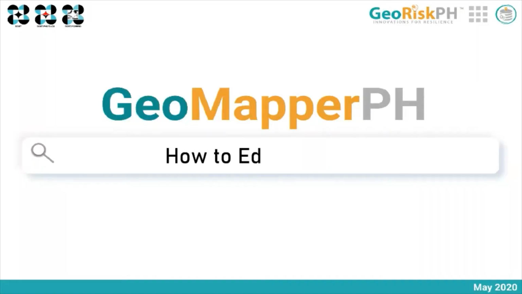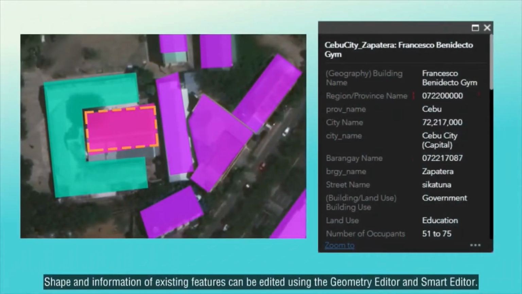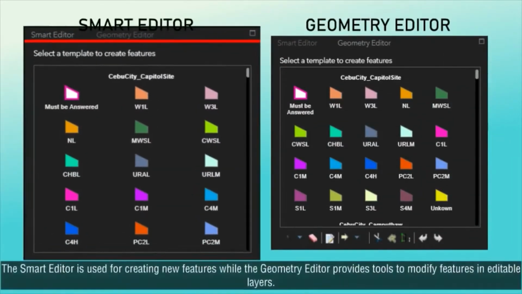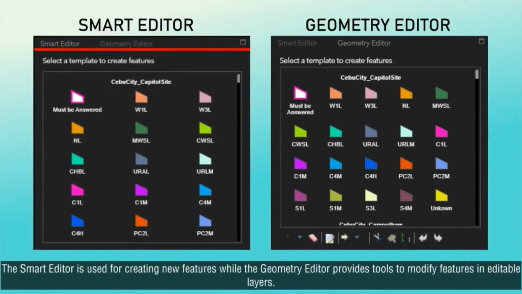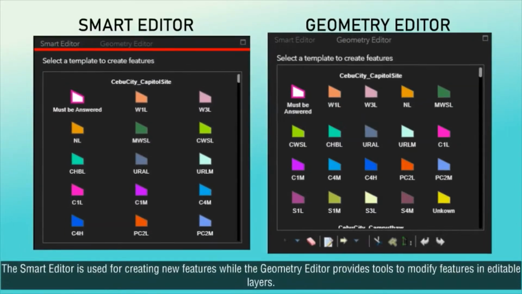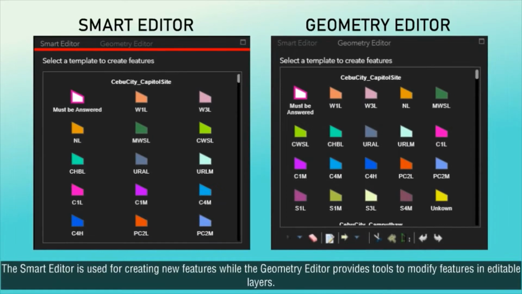How to edit features. Shape and information of existing features can be edited using the Geometry Editor and Smart Editor. The Smart Editor is used for creating new features, while the Geometry Editor provides tools to modify features in editable layers.